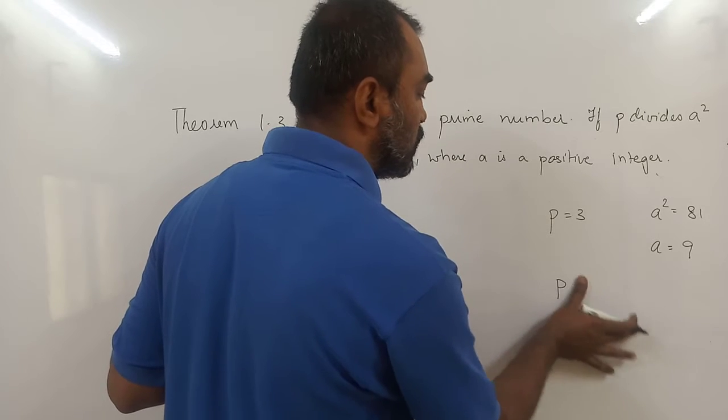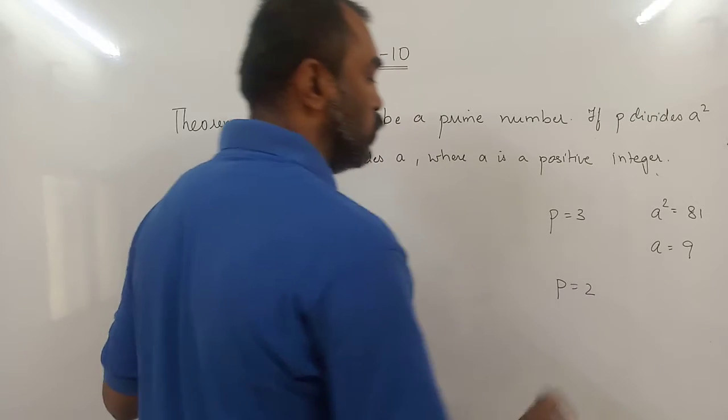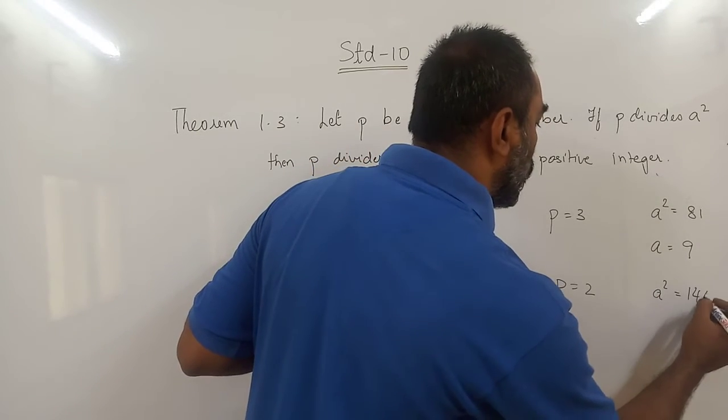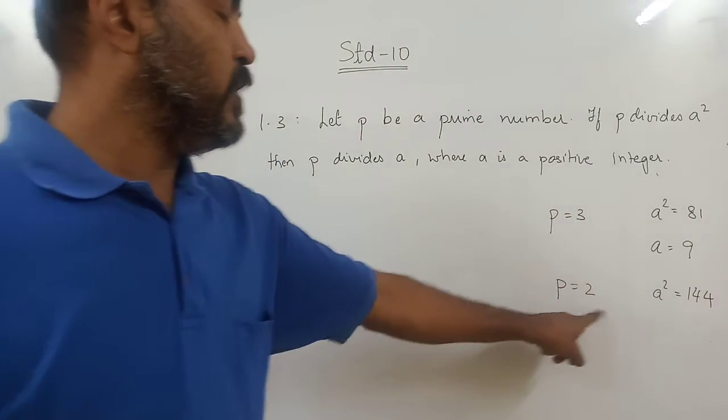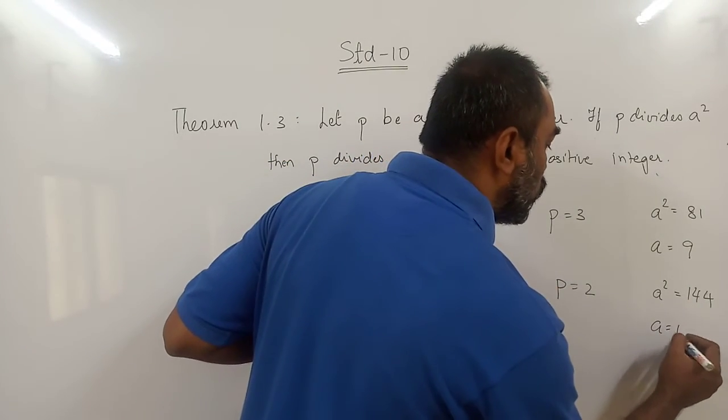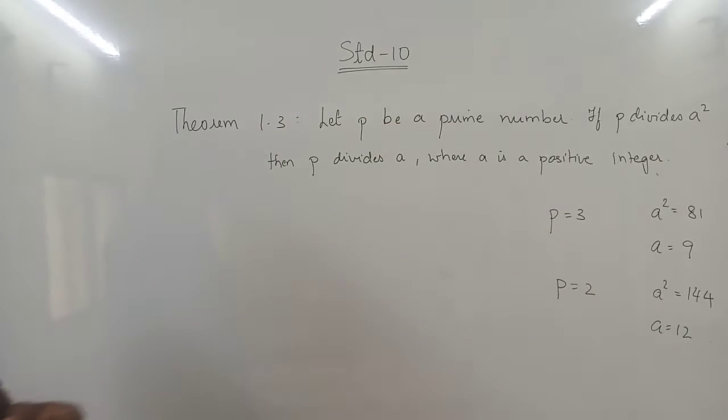7 will be, let us take 2. Let P equal to 2 and A square equal to 144. So you know 2 divides 144, it is an even number. Now what is the square root of 144? 12. So if P divides 144, P should also divide 12. So this is the basic idea. This is the theorem: if P is a prime number, if P divides A square, then P also divides A.